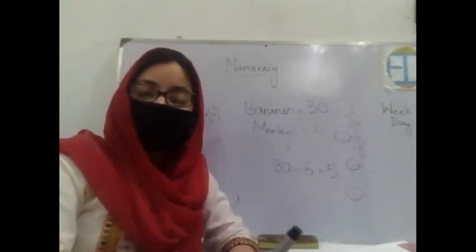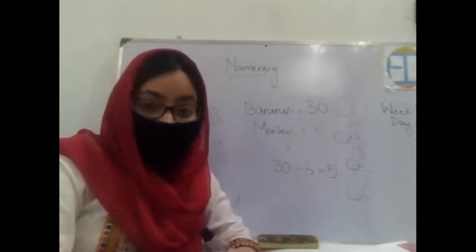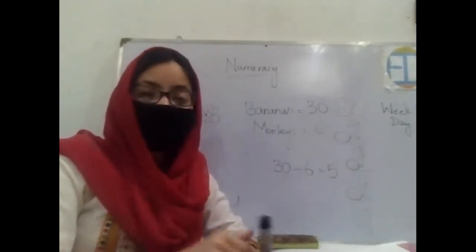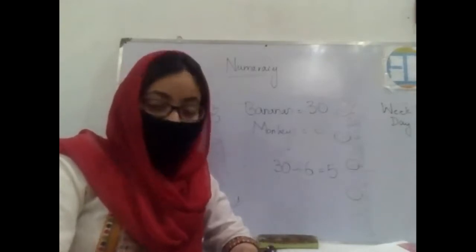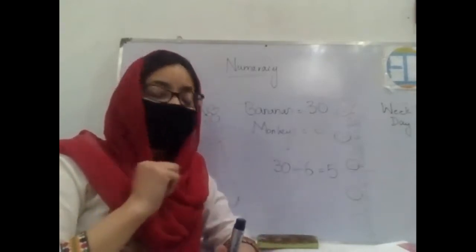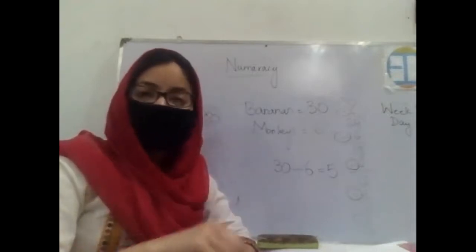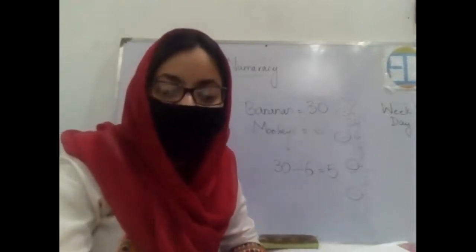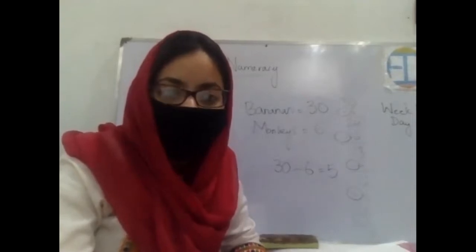10 minus 5, again 5. Very well done. And 5 minus 5, 0. So how many times have we subtracted? 3. This means that every boy will have 3 kites. Excellent. Okay. Before ending the class, I'm going to share the screen with you.